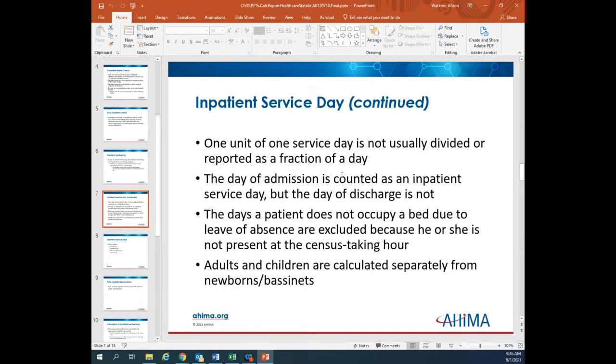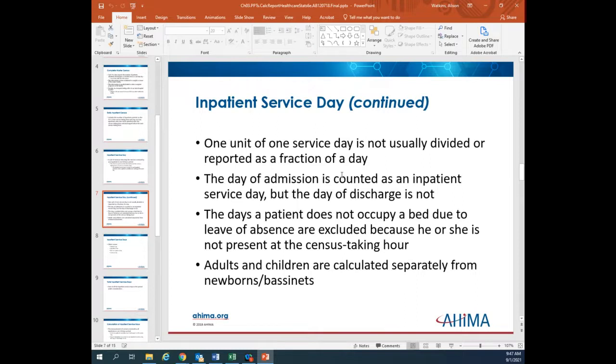Before I move on, let's look at some more information or bullet points about inpatient service days. It says 1 unit of 1 service day is not usually divided or reported as a fraction of a day. The day of admission is counted as an inpatient service day, but the day of discharge is not. The days a patient does not occupy a bed due to leave of absence are excluded because he or she is not present at the inpatient taking hour. Remember, we're talking about services. So therefore, if a patient leaves the facility for a day, for whatever reason, they're not counted for that day.